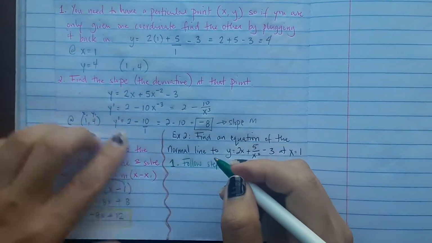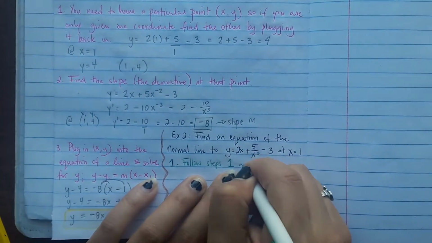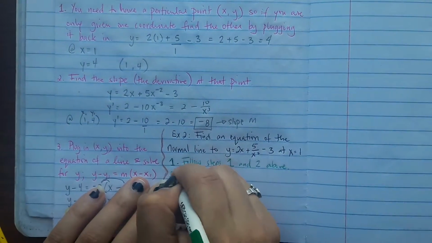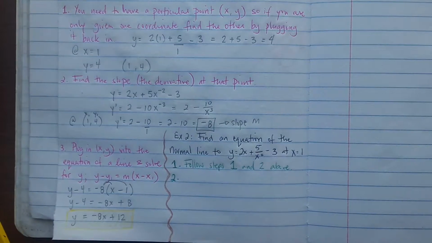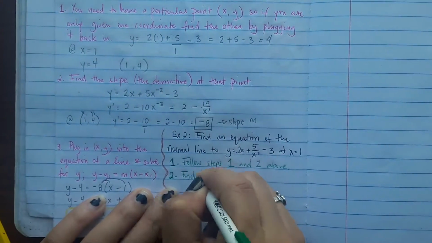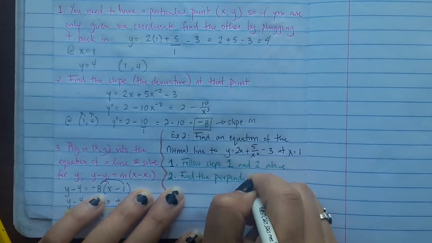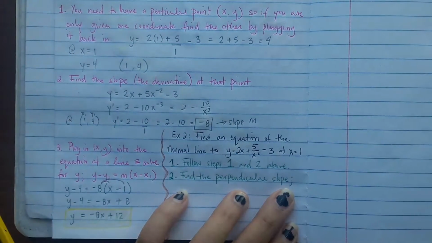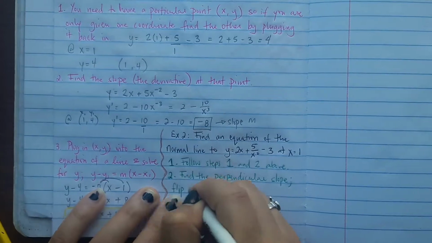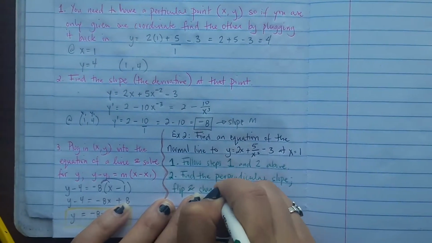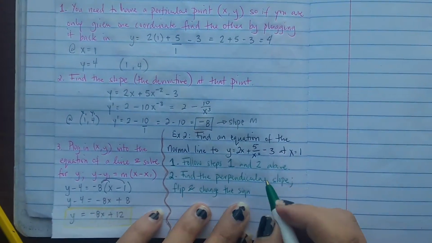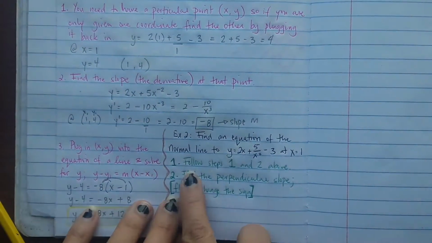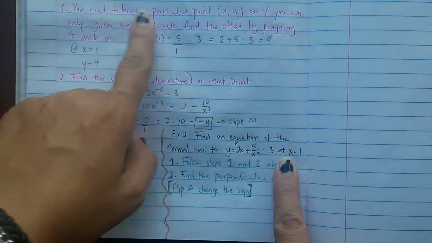Alright, so the first step is to follow the same steps 1 and 2 as you did above. So it's just like the tangent, steps 1 and 2 are the same. And then the next step, this is where it differs, is you're going to find the perpendicular slope. Remember, we found the slope to be negative 8, but now we're going to find the perpendicular slope. Well, to find the perpendicular slope, you have to flip and change the sign. So you start off with negative 8, and you can make that into a fraction by saying negative 8 over 1.